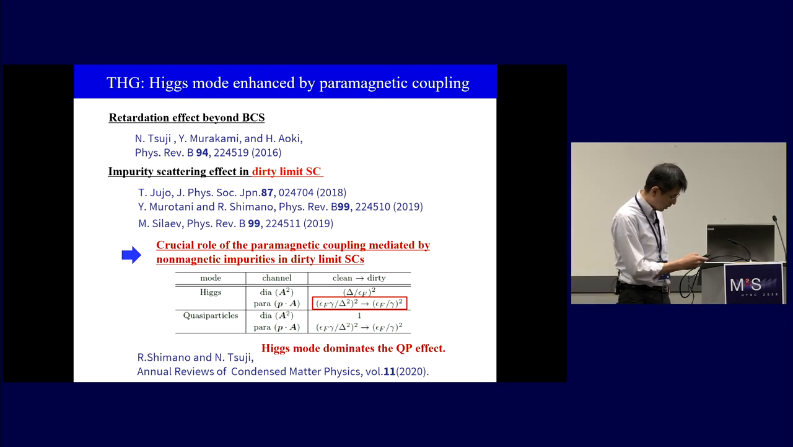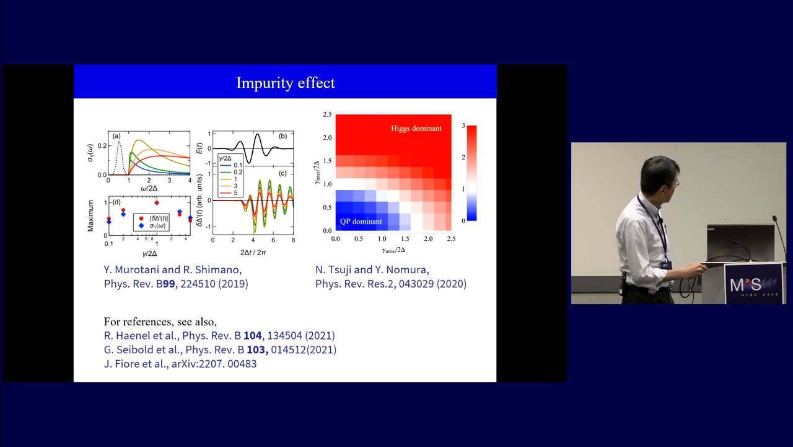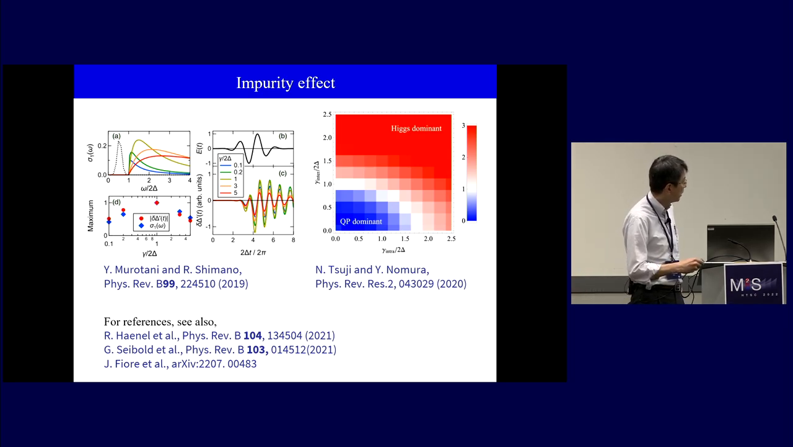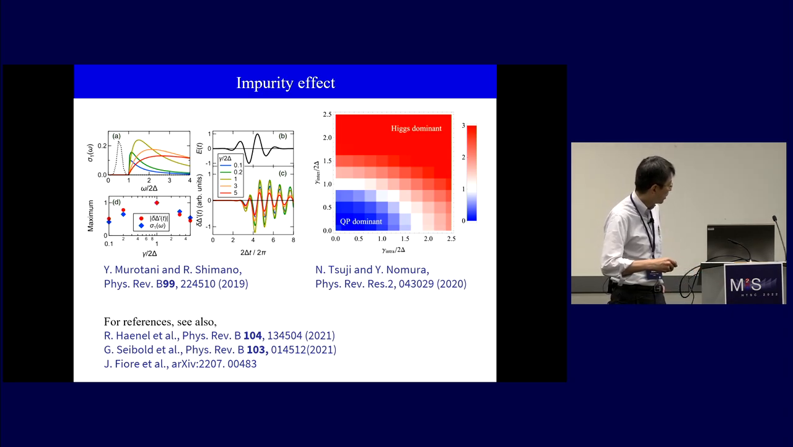And this was pointed out by this paper in 2018. We also confirmed this paramagnetic coupling in the Mattis-Bardeen model, and also in the Green's function technique. And this is our calculation in the density matrix method. Indeed, when the scattering gamma is comparable to 2 delta, this third harmonic generation by the Higgs is largely enhanced. And this is a more rigorous calculation using the band structure of niobium nitride. In the larger scattering region, the Higgs mode dominates over the quasi particle. And this is more rigorously confirmed in the gauge invariant theory.